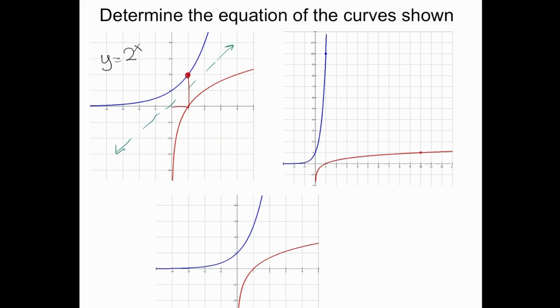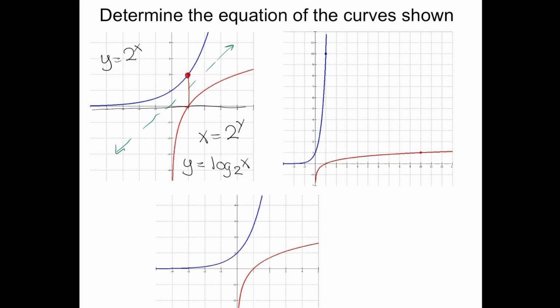That means that the red equation, since it's reflected over the line y equals x, must be the inverse. So the one in red has to be x equals 2 raised to the power of y. Instead of writing it as x equals 2 to the y, remember the inverse just means we switch the x's and the y's, so we could rewrite this as the logarithmic equation: y equals log x to the base of 2.